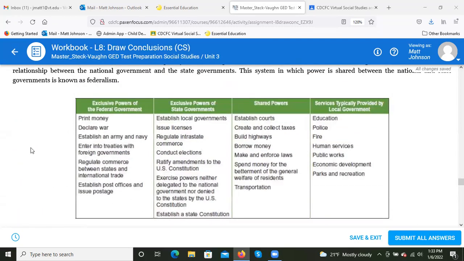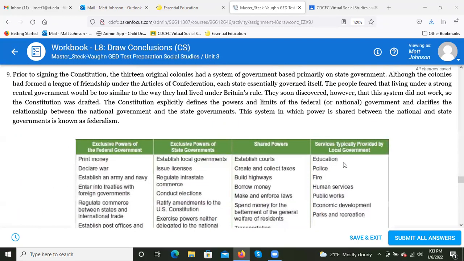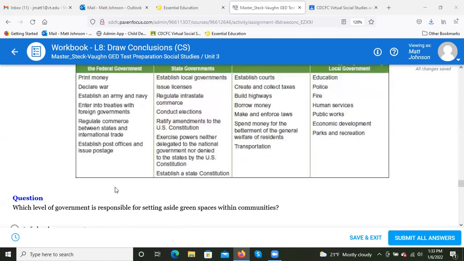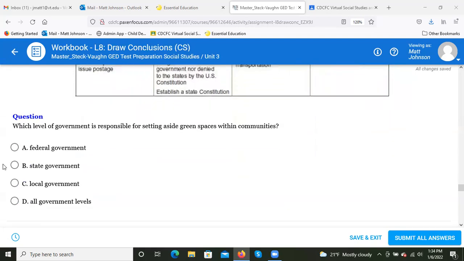All government levels. So local, right? So it's kind of weird because they don't really define what a green space is, but that would be like a park, right? That would fall under that. So it would be up to local governments to create green spaces. That is C. C is in cat.